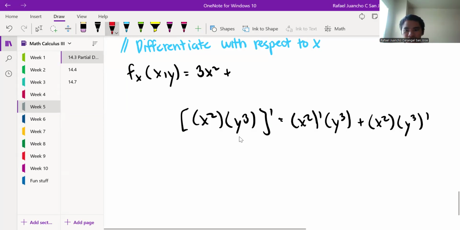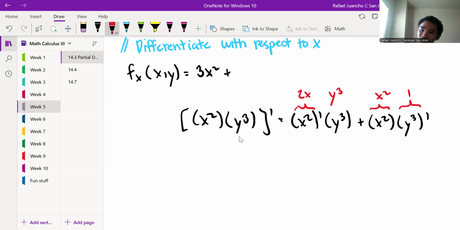So what do we notice? Well, this is just 2x. No chain rule. This is the same, this is still a y cubed. This one's still the same. This one is 1, right? Because if we treat this as a constant, say y is 2, we get 1. And so we have 2x y cubed plus x squared.